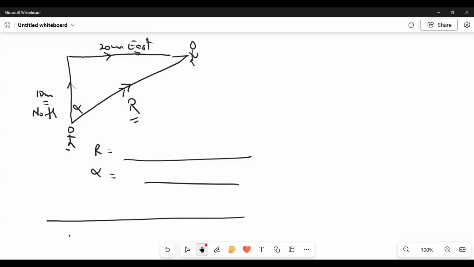right? Now, adding vectors can get fairly complex, right? Not always will you have these nice right angles, right? You can have a situation where vectors are at very odd angles to one another. I'll show you an example in just a moment.